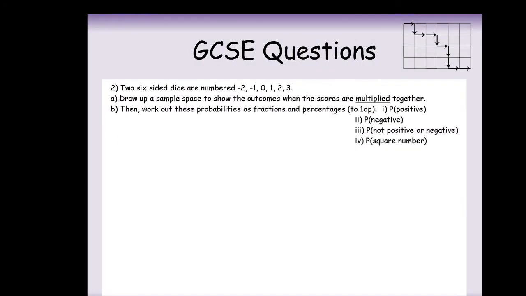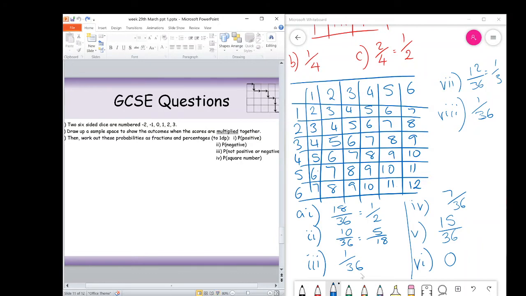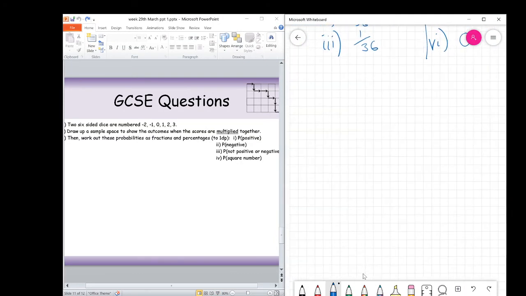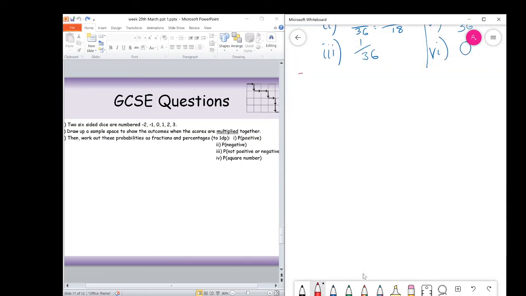Here we go. Right. Pause the video. Have a go. Okay, so hopefully you've had time to pause the video. And if not, pause now. And I'm going to try this one. So, 2 6-sided dice are numbered -2, -1, 0, 1, 2, 3. Draw up a sample space diagram to show the outcomes when they're multiplied together.